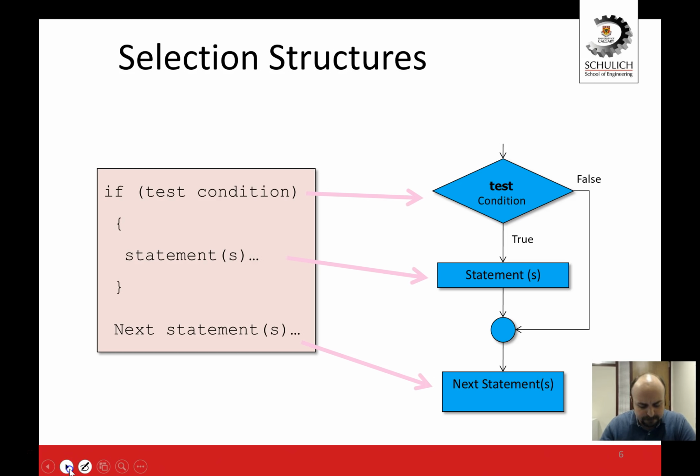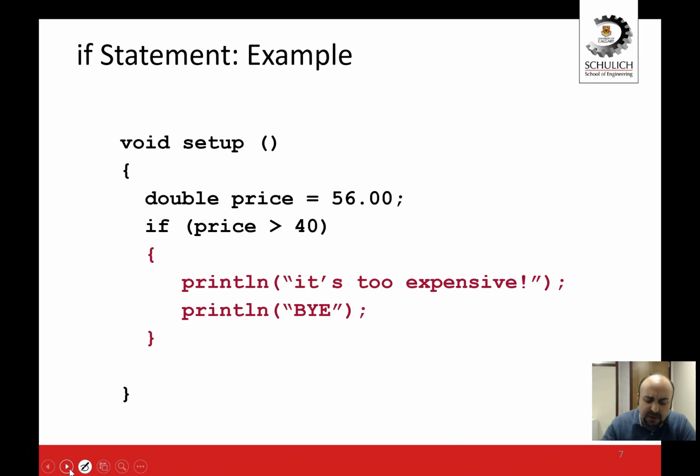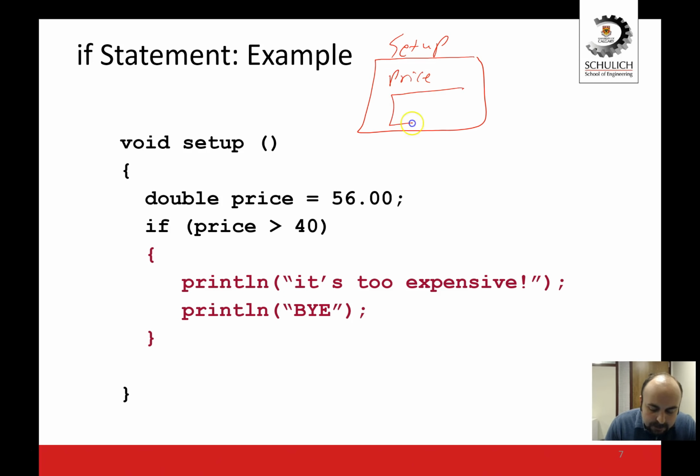So let's see an example. If you have the setup function, we have double price 50. I'm just going to draw the memory diagram here really quick. We have setup, price is 50.0000 because it is a double. And then we have the if statement.